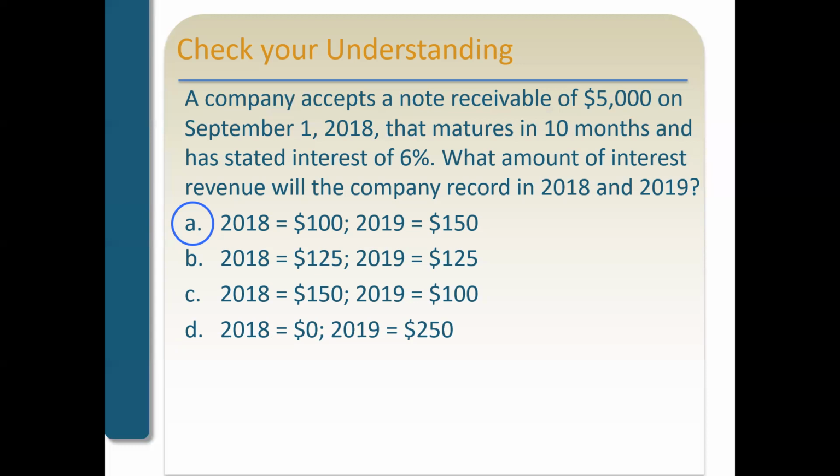12. Correct. My question is, because I did 10 divided by 12 instead, should it have been... Well, it is 10 months in all, but they want us to know how much is going to be reported in 18, how much is going to be reported in 19. So because September, October, November, December, there are 4 months in 2018, we need to show those 4 months. And then we need to show 6 months in 19. Okay, and that's where I got to.